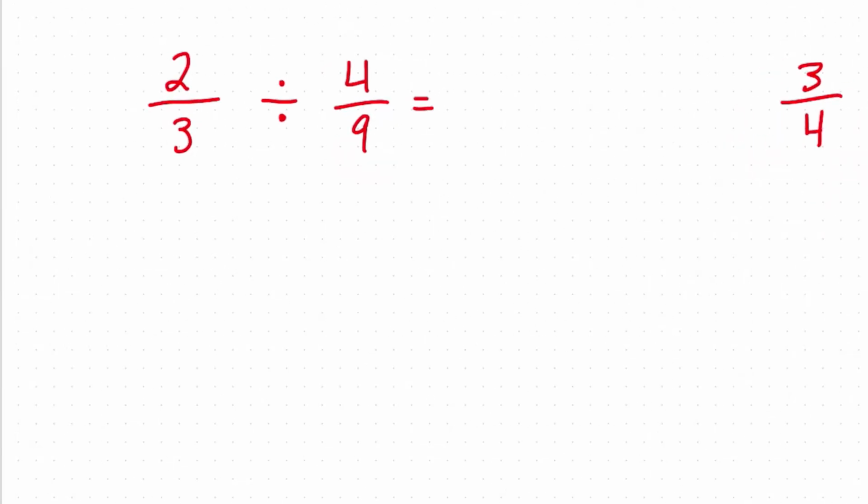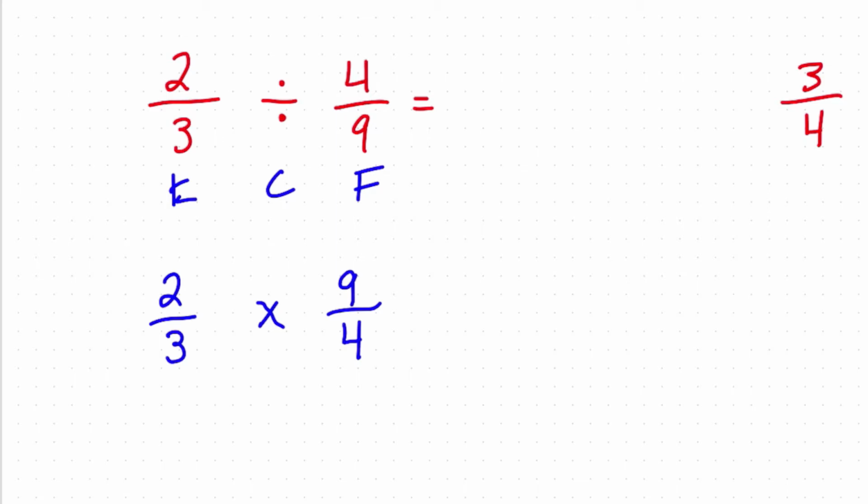Okay, so we have 2/3 divided by 4/9. Remember, we're going to keep, change, flip. So we're going to keep this one the same, 2/3. We're going to change our symbol from division to multiplication, and we're going to flip this fraction from 4/9 to 9/4. Now we're just going to use our cross cancel just like whenever we multiply fractions.